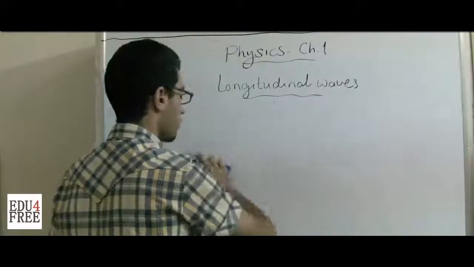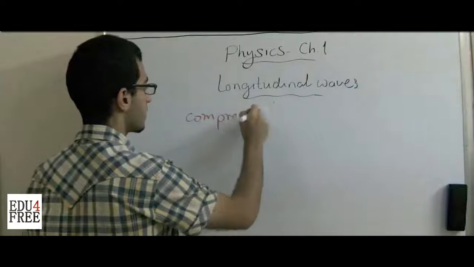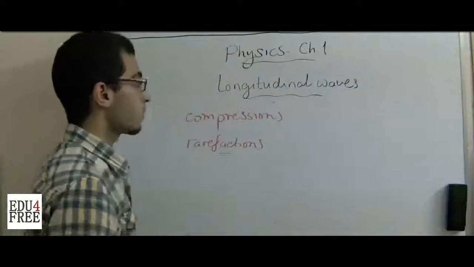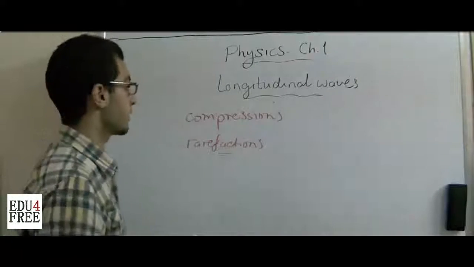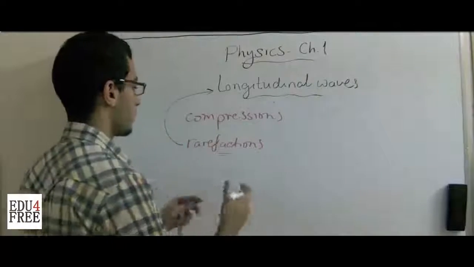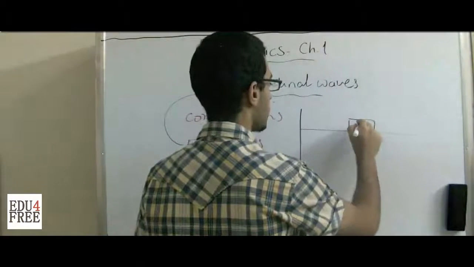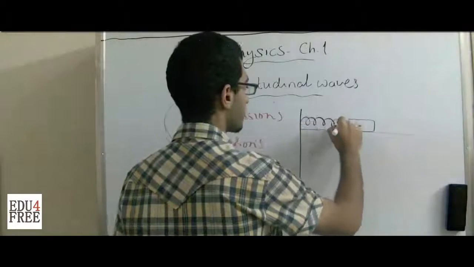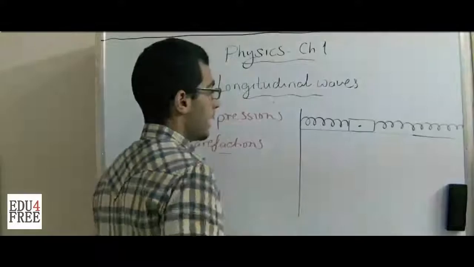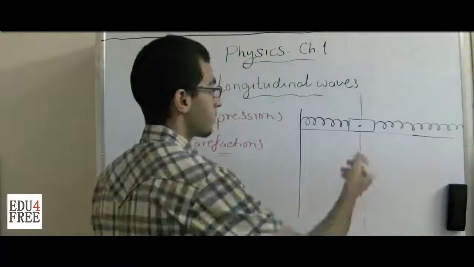Now there's another thing that we want to talk about, which is called compressions and rarefactions. We knew the property which distinguishes simple harmonic motion, which is the sine curve. Now compressions and rarefactions are the two properties which distinguish longitudinal waves from other waves. So if you have a mass like that attached to two springs, this one long and this short, and this is its equilibrium position, and we pull this mass to the right.